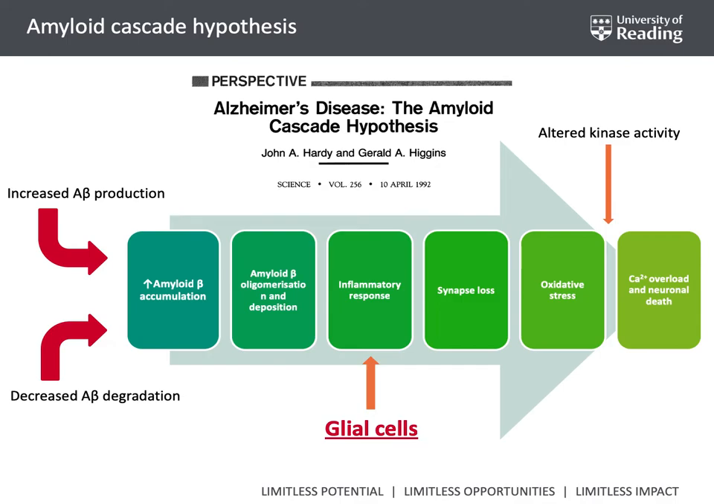So that's the kind of flow diagram, if you like, of the build-up of amyloid beta peptide and the end result, which is that neuronal death, which is evident in dementia and Alzheimer's disease.